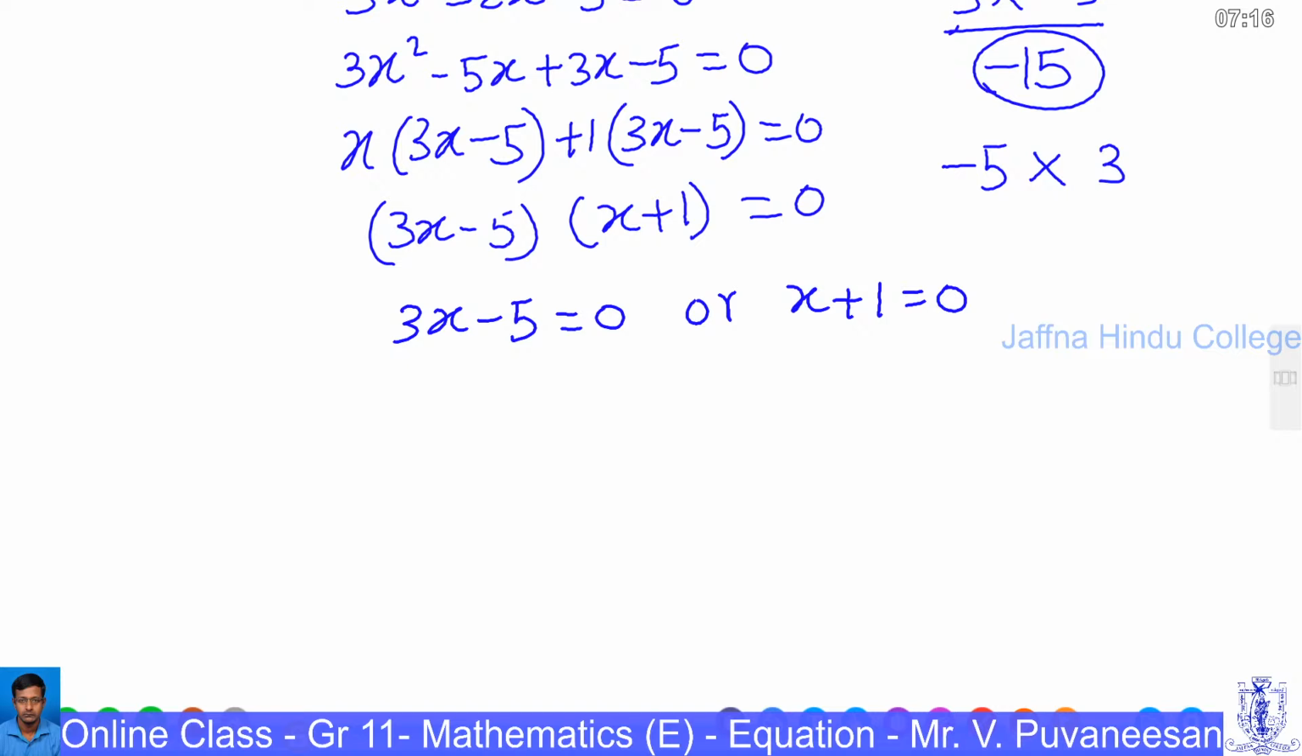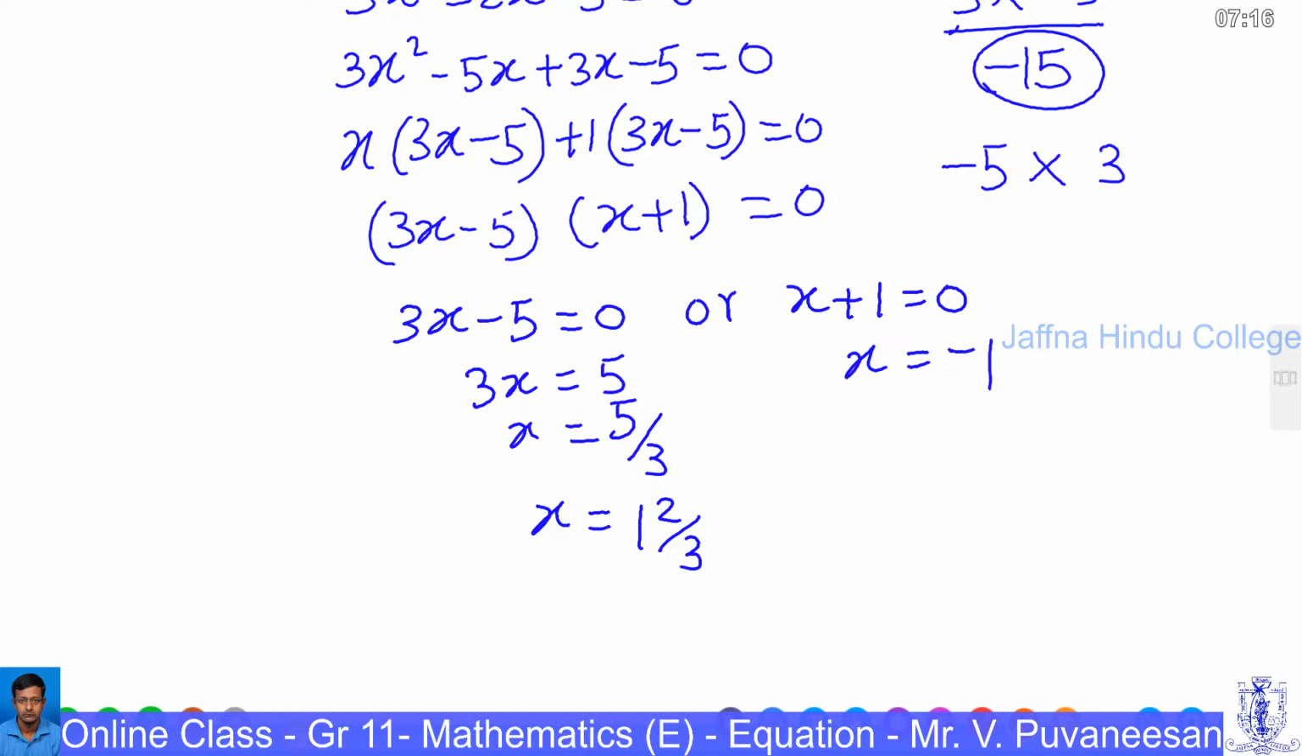If 3x minus 5 equals 0, I take minus 5 to the other side: 3x equals 5, so x equals 5 by 3. We can write this as the mixed fraction 1 and 2/3. Now if x plus 1 equals 0, I take plus 1 to the other side, it becomes minus 1, so x equals minus 1. So the roots of this equation are x equals 1 and 2/3 or x equals minus 1.